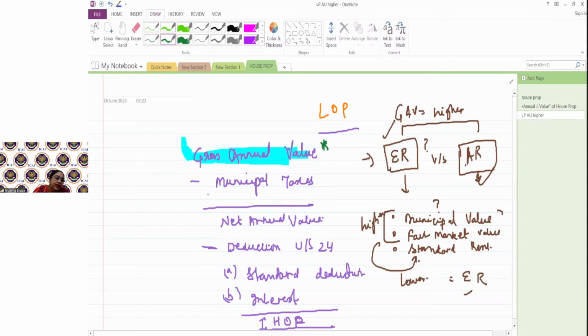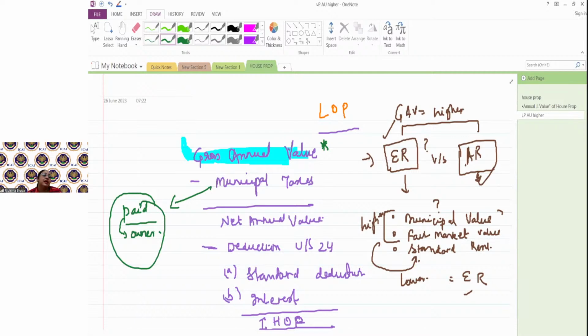Now, municipal taxes are allowed on paid basis, and paid basis मतलब paid by the owner. If I am the owner who is paying municipal taxes, whatever municipal taxes has been paid during the year would be allowed as deduction.